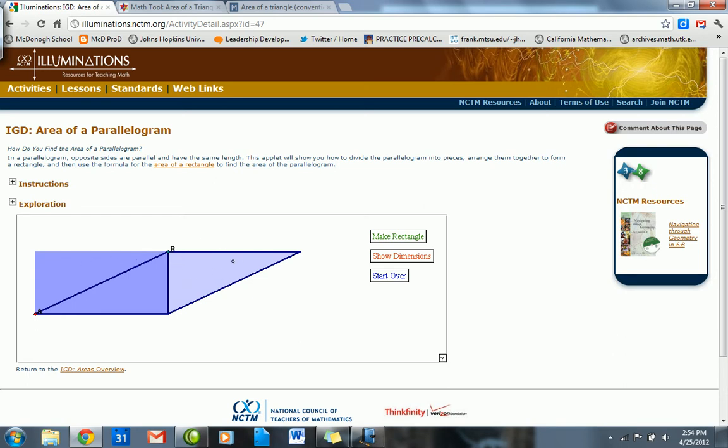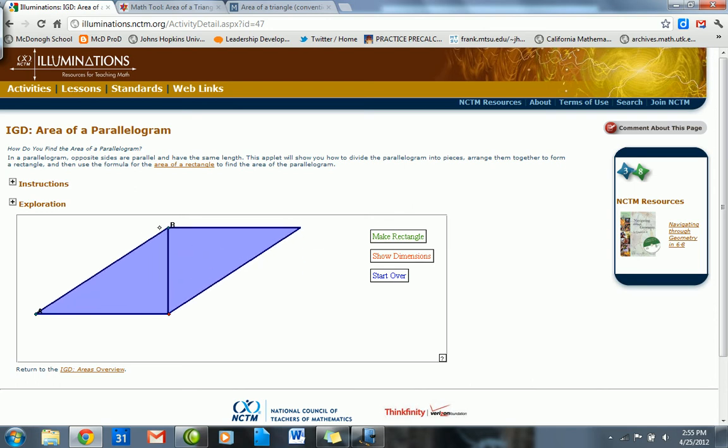So if we ignore this light blue area, the same dark blue area is the area of the rectangle, which would be base times height. Okay, so we can move that back over there. We can drag this around and see what kind of fun stuff happens. I can also mess around with this special type of parallelogram, where we can cut it into two congruent triangles. Not the only type of parallelogram, but nonetheless, this shows that the area of a parallelogram is the same as the area of a rectangle, that being base times height.